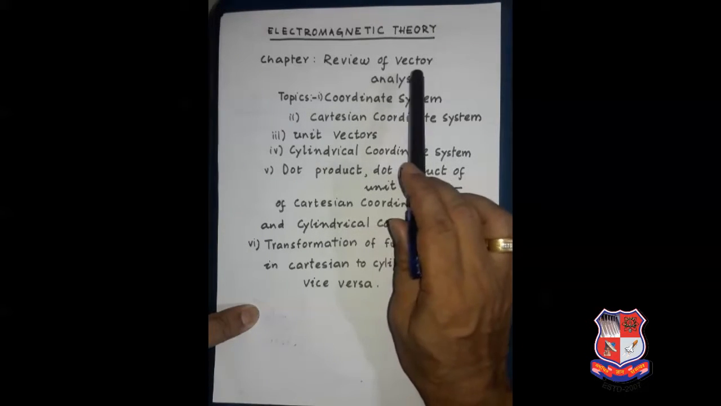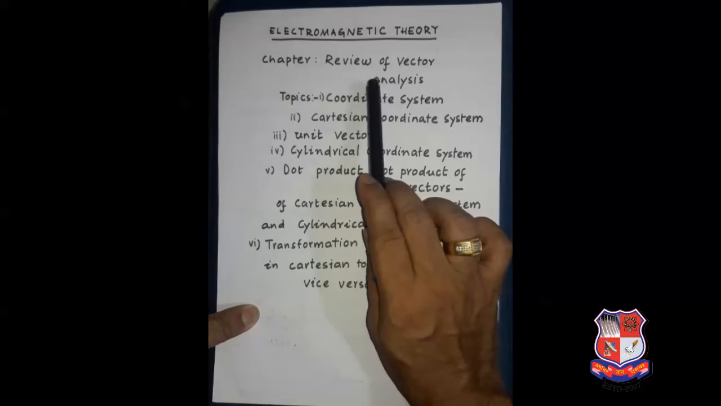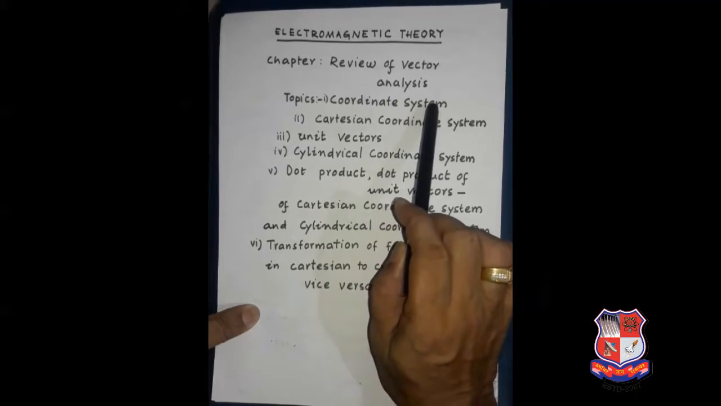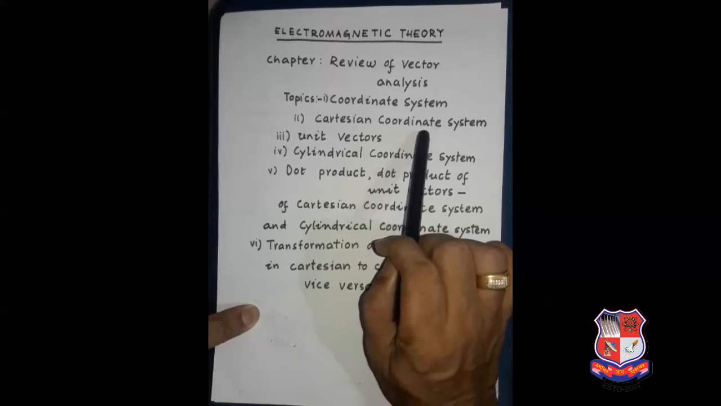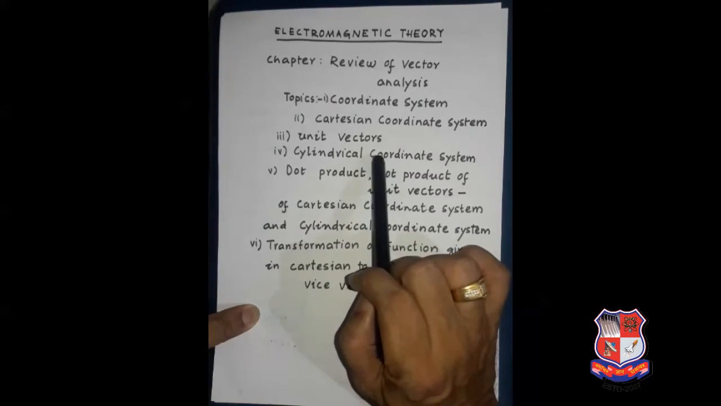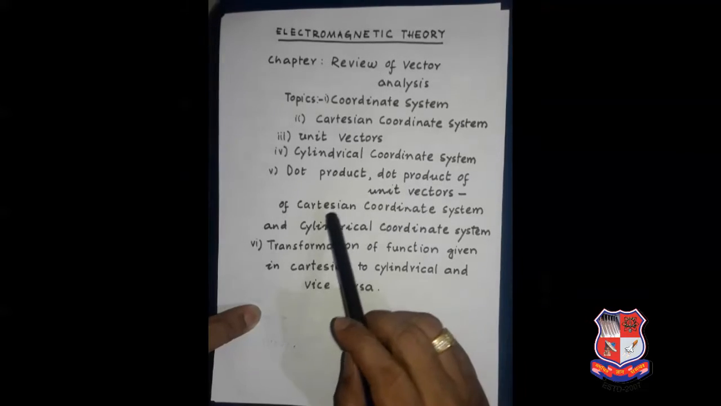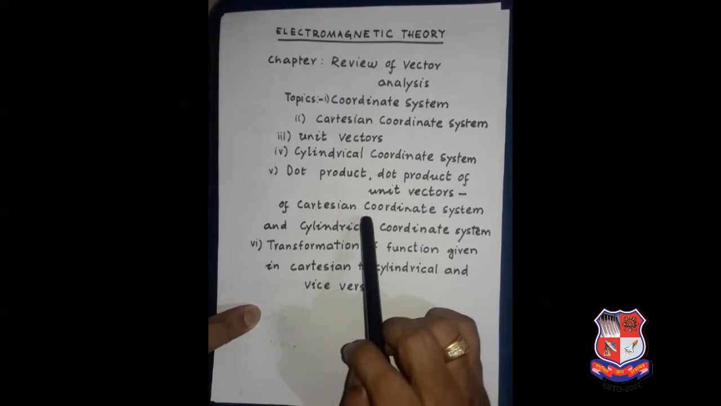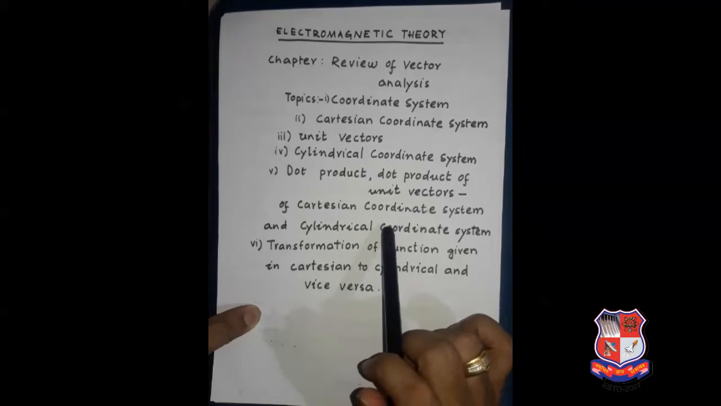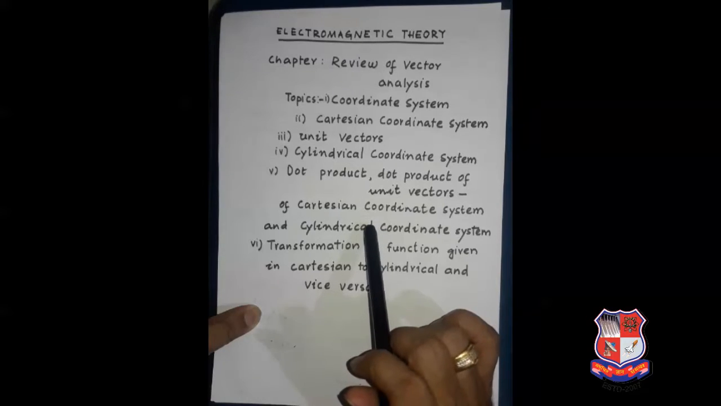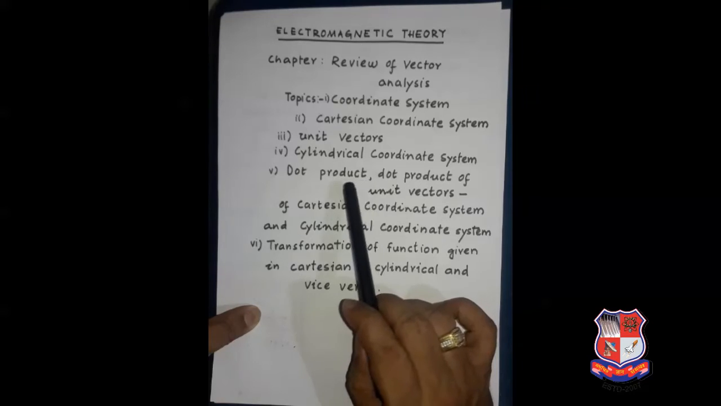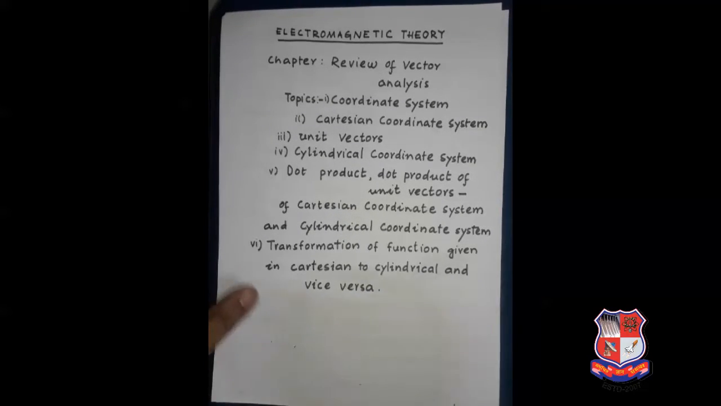Following the chapter from the electromagnetic theory, that is a review of vector analysis. From that I have taken the topics coordinate system. Then we will discuss Cartesian coordinate system, what is unit vectors, cylindrical coordinate system. Then in cylindrical system we will see how you can convert a function given in Cartesian coordinate system into cylindrical coordinate system. Of course, during the transformation or conversion, we need to know about dot product, so that we will also discuss.